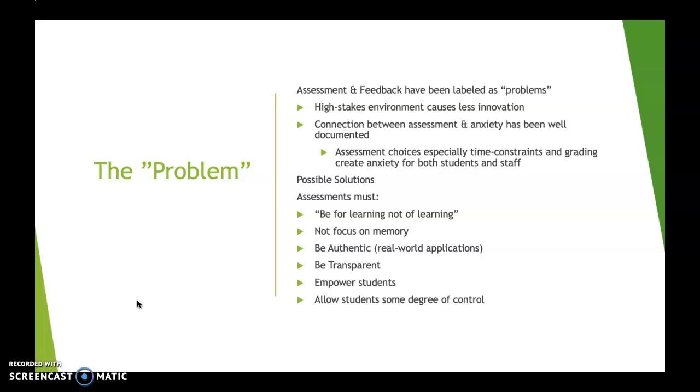Possible solutions to solve the assessment and feedback problems have been highlighted in this chapter. To solve the problem, assessments must be for learning and not of learning. This means that assessment should focus on students' attainment of knowledge and learning, not just about measuring the learning. Assessments should not focus on memory. They should be authentic, including real-world applications. They should be transparent. They should empower students and allow students some degree of control.